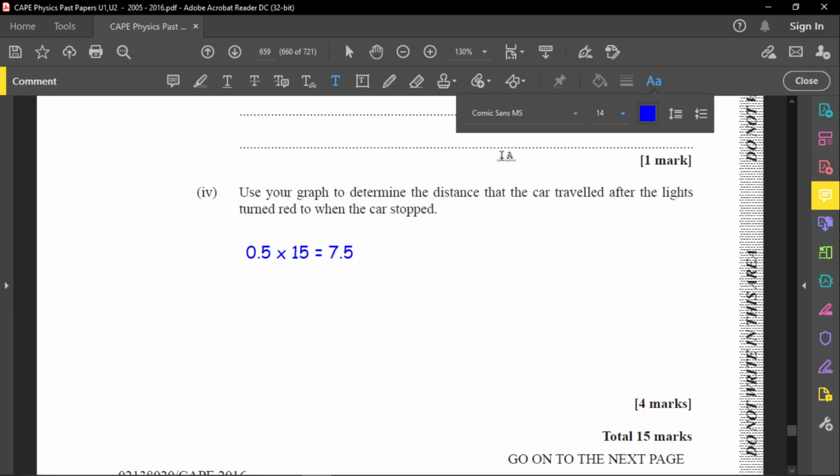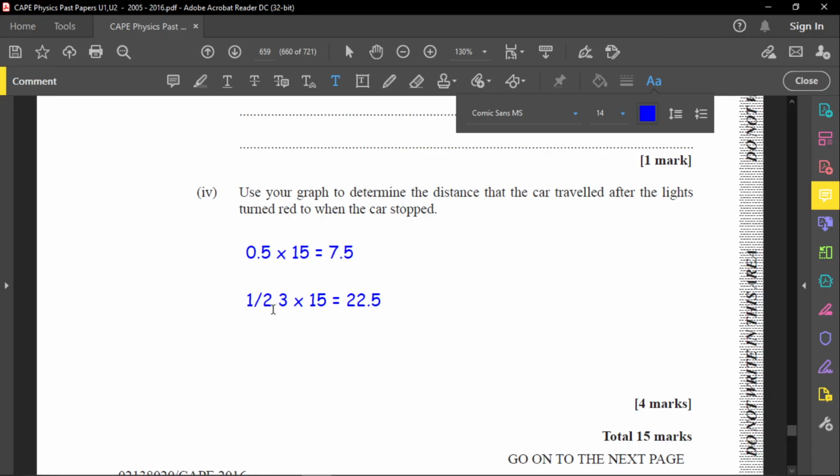And we'll add this to the second part, which is the triangular part. It's going to be half base times height. It's going to be half of 3 multiplied by 15. And so it's going to be 1.5 multiplied by 15, which equals 22.5.